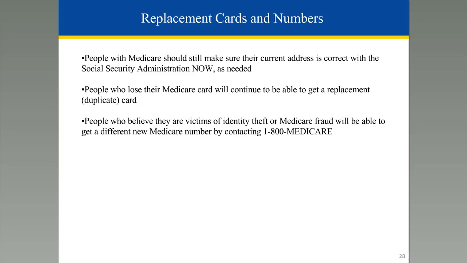So people should make sure that their current address is correct with SSA. People who lose their card will be able to continue to get a replacement or duplicate card. And if you believe you are a victim, your patients believe they are a victim of identity theft or Medicare fraud, you will be able to get a new Medicare number. You must call 1-800-Medicare to do so. Next slide, please.